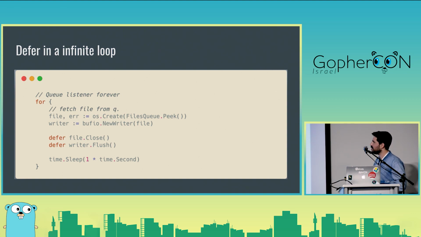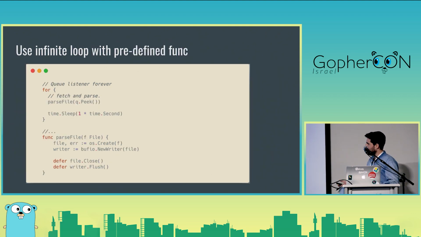It's very tricky because we're in an infinite loop. We are not in a function scope, so the defer statement will never be evaluated. It can cause memory leaks, file descriptor leaks, and other things like that. How can we solve that problem?